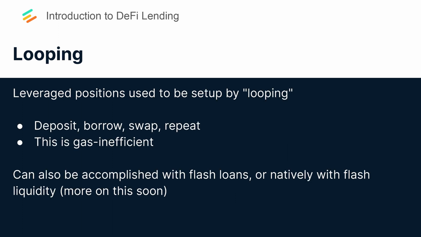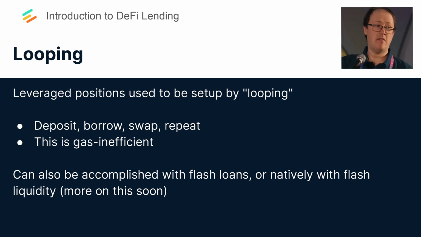So often, traditionally, these leverage deposits were set up with this method called looping, okay? And looping is basically just depositing into a lending pool, borrowing as much as you can, swapping it back into the collateral and depositing that again, and going back and repeating, okay? And that will end up with a position as leveraged as you desire and also allowed by the lending pool. However, this is, as you probably understand, gas inefficient, right? Because you're doing many, many swaps.